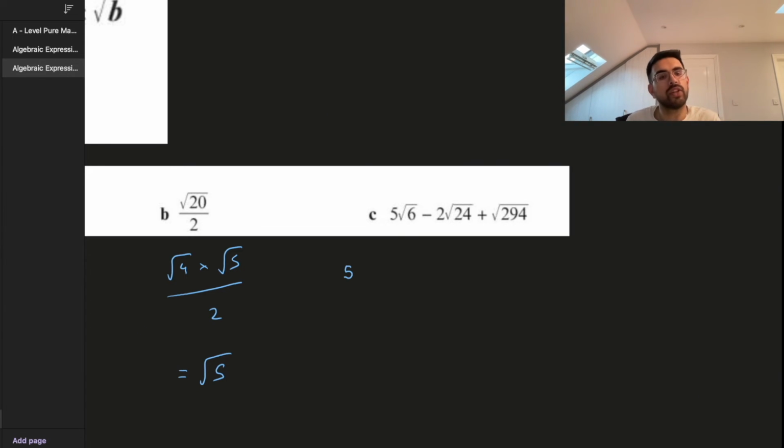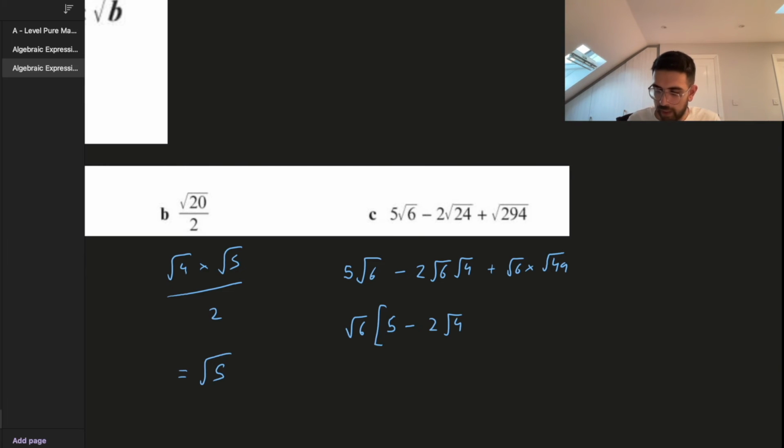all we're going to do over here is write it as 5 root 6 minus 2 root 6 root 4, and then we're also going to add our root 6 times root 49. What we've done over here is we've realized there's a root 6 appearing in each of them. So we can take that out as a common factor, and then we're factorizing it. So it's going to be 5 minus 2 root 4 plus root 49.